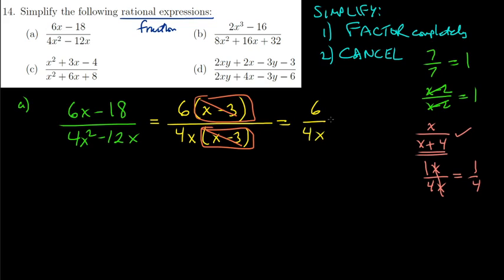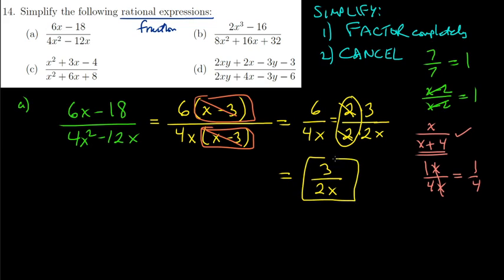But we're still not done, because 6 you can factor as 2 times 3, and 4 you can factor as 2 times 2. Don't forget the x, because it's 4x. So 2 is also a common factor. 2 divided by 2 is 1. So this is really just 3 over 2x. And now there's nothing left to cancel, so that's our answer for part A. Makes sense?